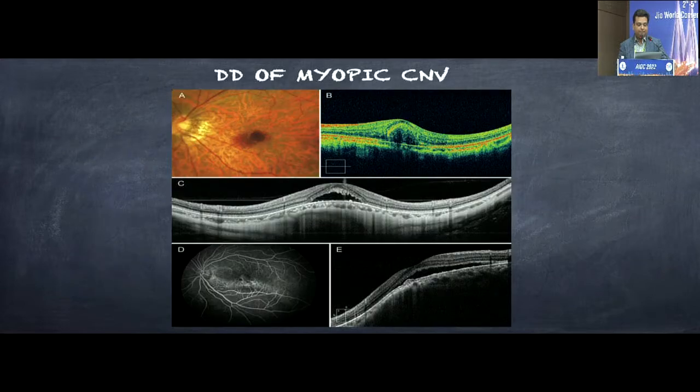presence of heme. So differential diagnosis of myopic CNVM would be a dome shape, like earlier Dr. Sunil has already covered all the DDs of myopic CNVMs. There could be just an SRF. All these things can be picked up by this multimodal imaging.